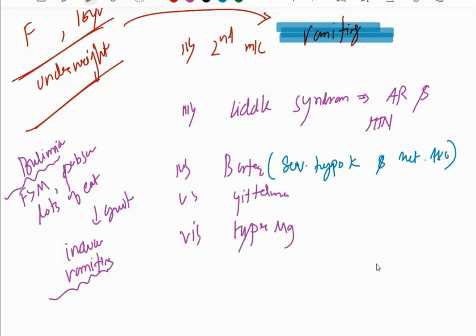We also have to remember that hypomagnesemia is also a cause of metabolic alkalosis and hypokalemia. So that's all for today.